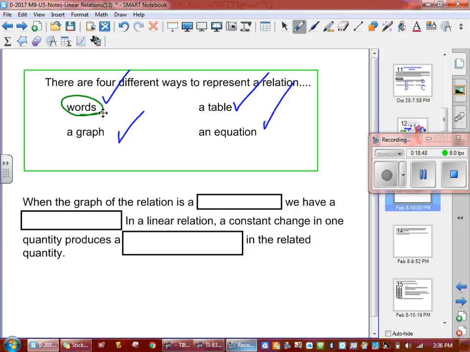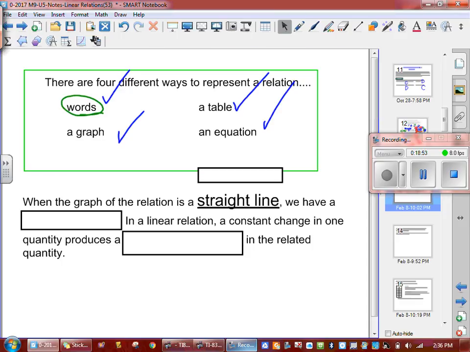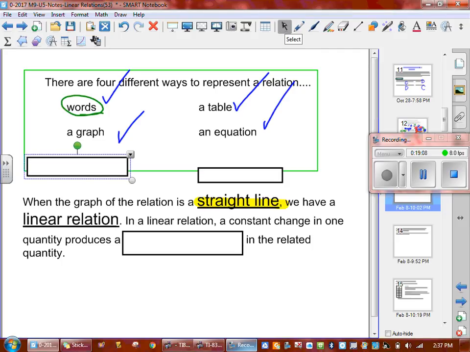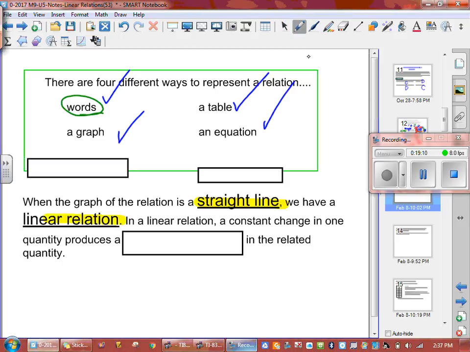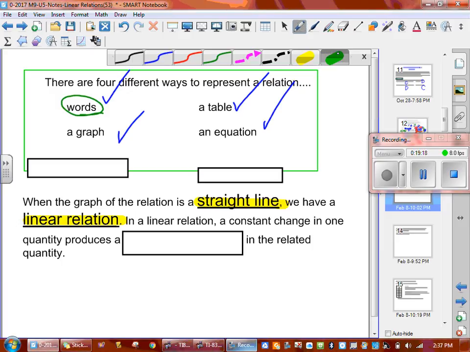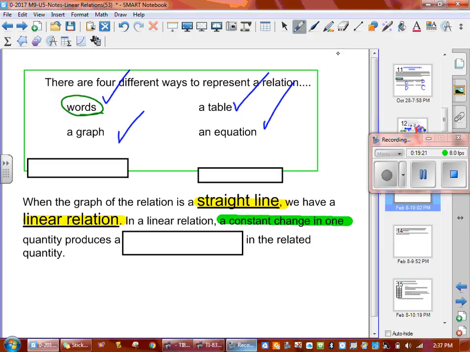So let's fill in the blanks, please. That is a straight line. And if it is a straight line, we have a linear relation. Anything that makes a straight line will create a linear relation. And the reason is because a constant change in one quantity, so in one value, produces a constant change in the other quantity.